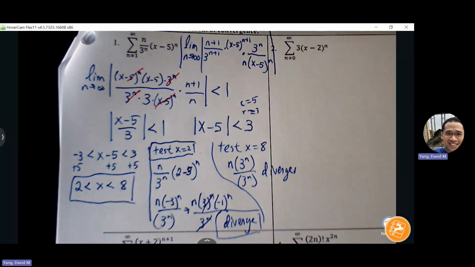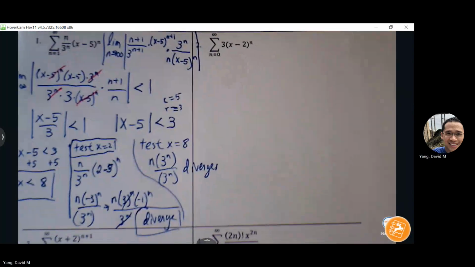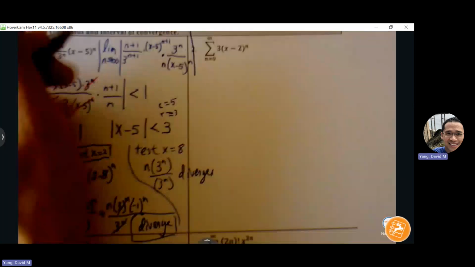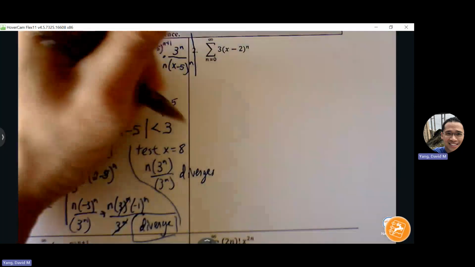Okay, so we're just going to do as many examples as we can. So let's try number 2. It's also asking for the radius, so just make sure we can state that as well.